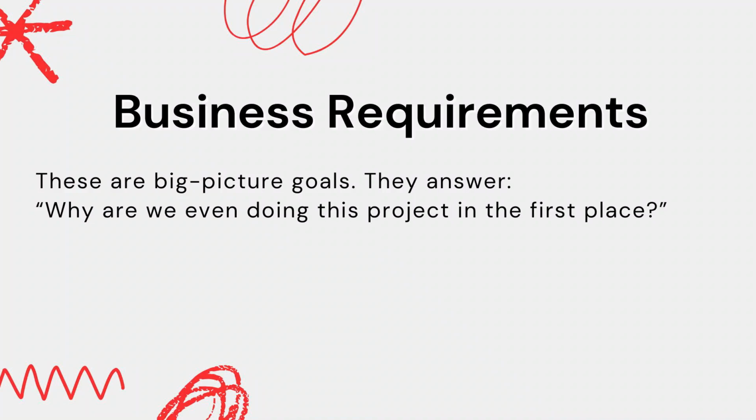There are business requirements. Business requirements are big picture goals. A question you can ask yourself is, why are we even doing this project in the first place? So for a hospital, for instance, they can say we want to reduce patient wait times by 40% this year. That's an example of a business requirement. It's a big picture goal. It doesn't yet attempt to go into the possible solutions. So it's not saying we need to use software or we need to do this or that. It's just stating the goal. We want to reduce patient wait times by 40% this year.